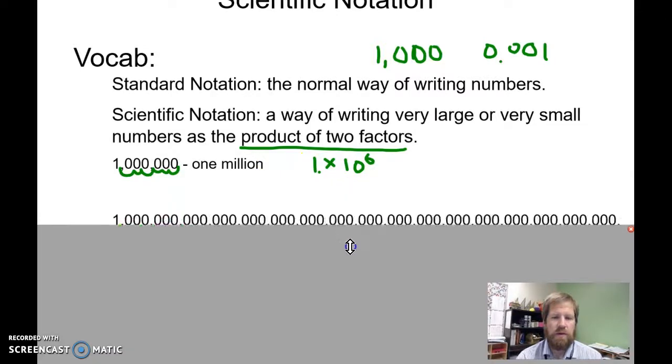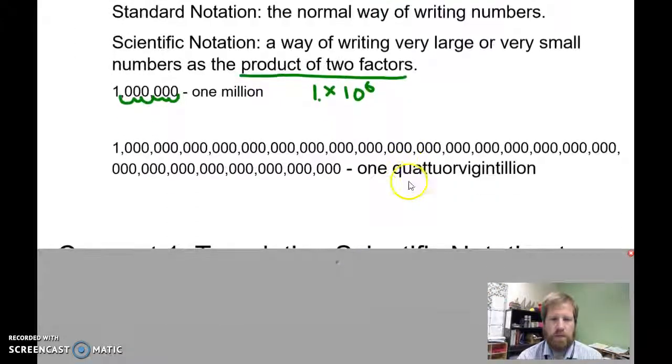They're about the same. But when we get to very large numbers, like this one, this is 1 followed by 75 zeros. It's called 1 quattuorvigintillion. You're probably not going to run into this kind of number unless you're doing certain types of science, any type of astronomy, or working with really small cells or atoms or quarks or something like that. They're going to use numbers this big or this small.